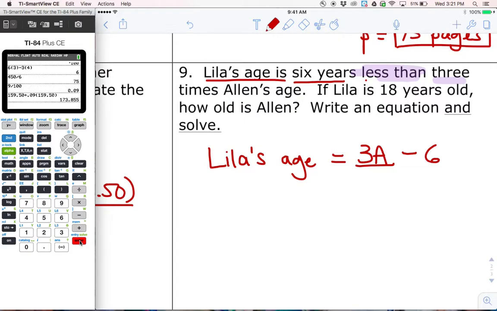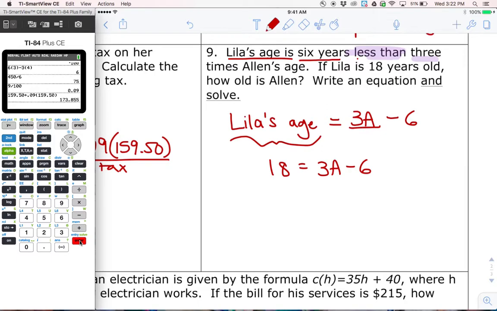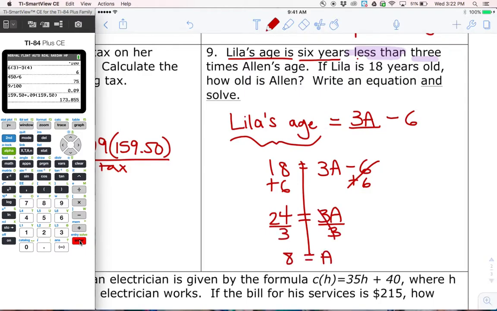All right. We keep reading. If Lila is 18 years old, well, okay, so we don't have to call it Lila's age. We can say 18. They're telling us she's 18. If Lila's age is 18 years old, how old is Alan? Well, luckily, once we know we have 18 here, we can just plug it in, and we can solve for A. Okay, now remember, our goal is to get A by itself, which means this 3 and this negative 6 needs to go away. I'm going to start with this 6. So I've got 24 is equal to 3A. And finally, divide by 3, and we've got 8. All right, so Alan is 8 years old.